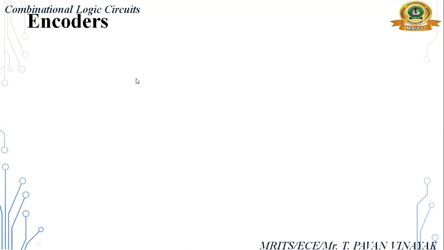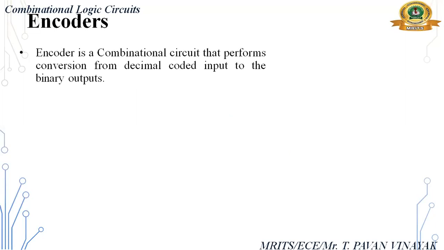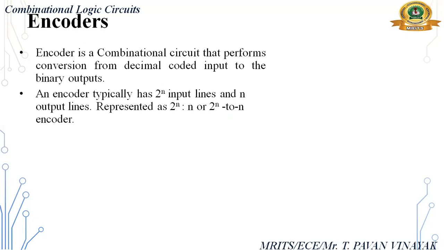Encoder means it is a combinational circuit that performs conversion from decimal coded input to binary outputs. Decoder is the reverse process of encoder, meaning binary to decimal conversion. An encoder must consist of 2 power n input lines and n output lines. And see the circuit block diagram.